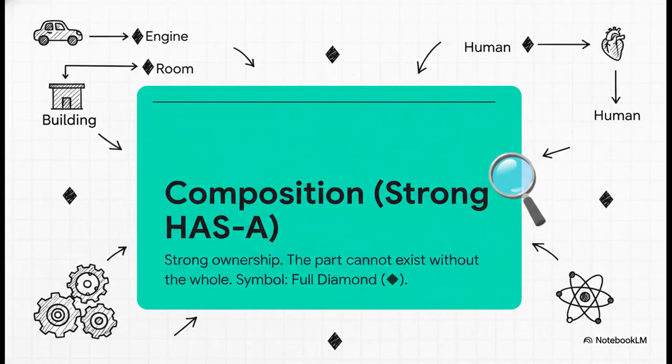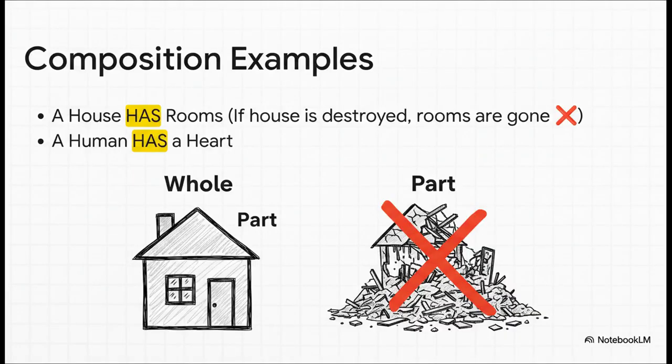So if the answer is yes, the part absolutely cannot exist without the whole, then you have what's called composition. This is a really strong ownership-type relationship, and it's represented by a solid, filled-in diamond. Just think about it for a sec. A house has rooms. If you demolish that house, what happens to the rooms? They're gone, right? They don't just float around in space. The part dies with the whole.